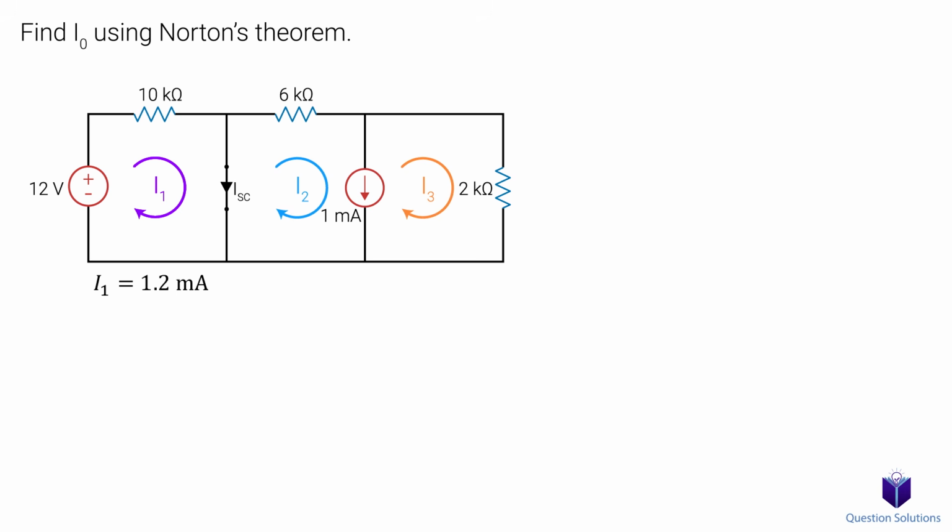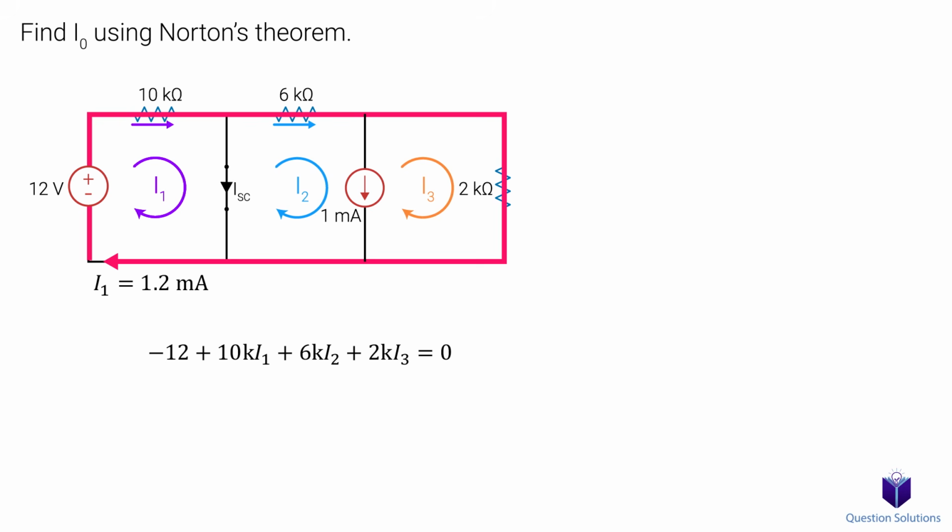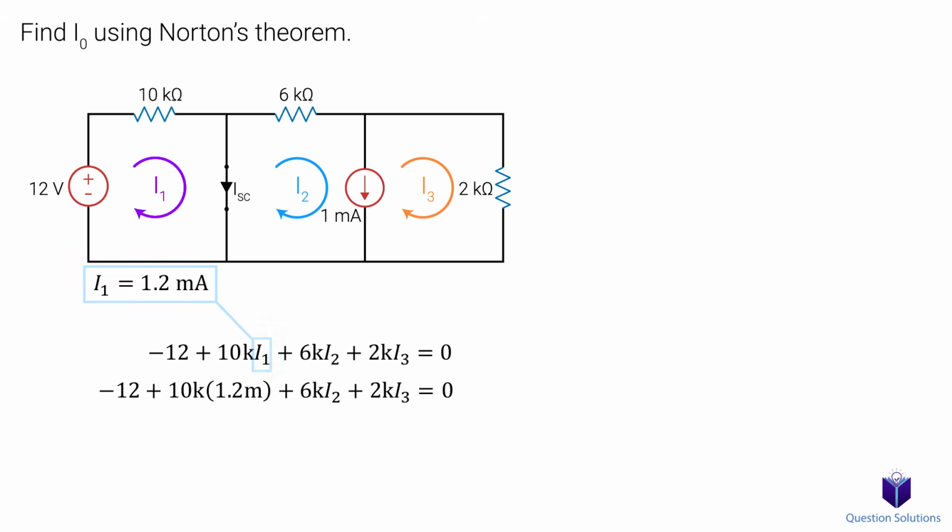Next, we can write a mesh equation for the whole outer loop going clockwise. So we have 12 volts, but we're entering the negative terminal of the voltage source, so we get negative 12 volts, then 10k ohms times mesh current I1, then 6k ohms times mesh current I2, and lastly, 2k ohms times mesh current I3. We already figured out I1, so let's plug that value into our equation. Let's simplify. Now we can divide all the terms by 2k and then isolate for I2.